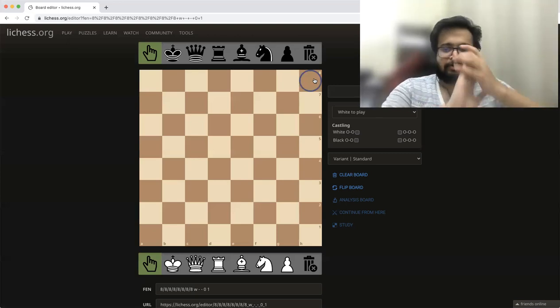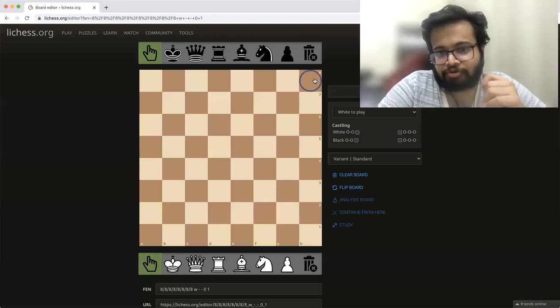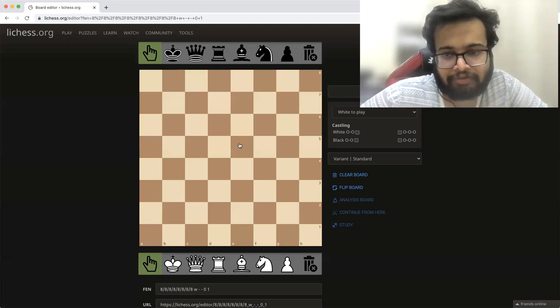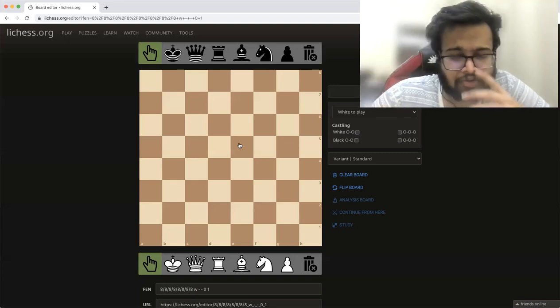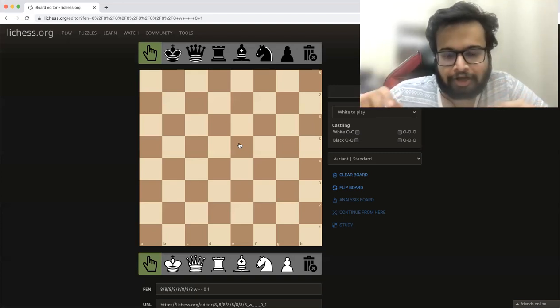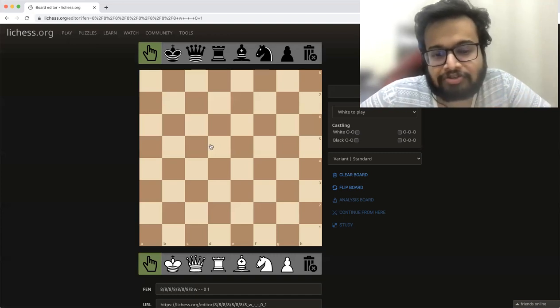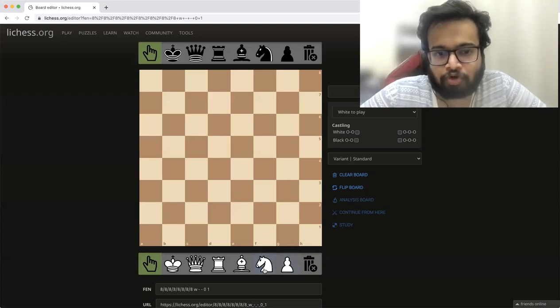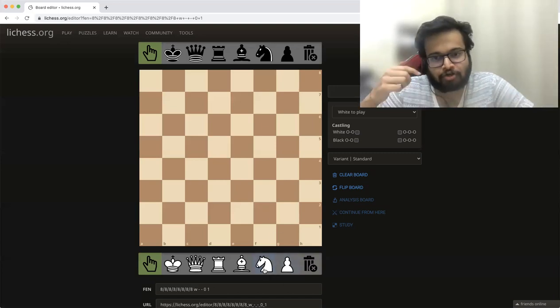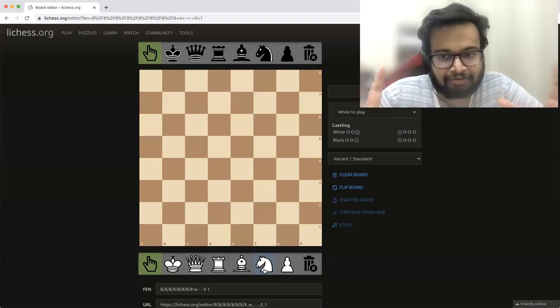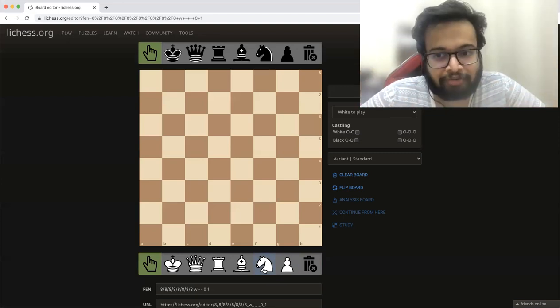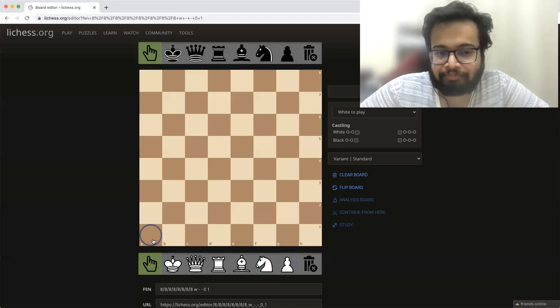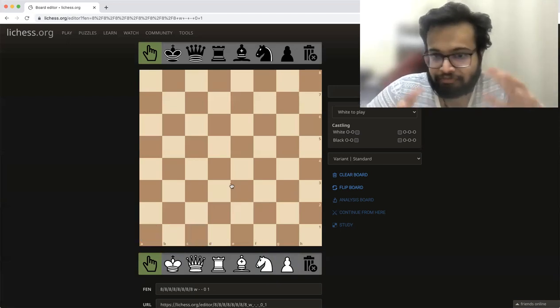Why this is important is that whenever we write a move, we have to write where that piece is present. Suppose this knight is present over here. Which square is the knight on? You won't write that the knight is 4 centimeters to the right. You will have to name that square. Every square has a name. This is A1, B1, C1, D1, E1.